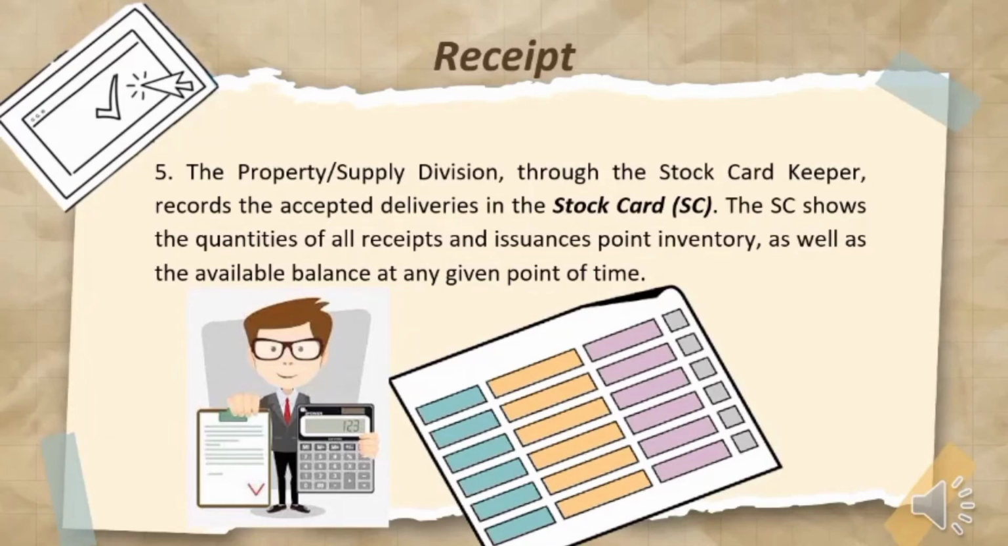So the stock card shows the quantities of all receipts and issuances of inventory as well as the available balance at any given point of time. So a stock card is a sheet that tracks all your purchases, sales, returns, and other drawings. The purpose of this is it tracks the unit price and inventory counts.